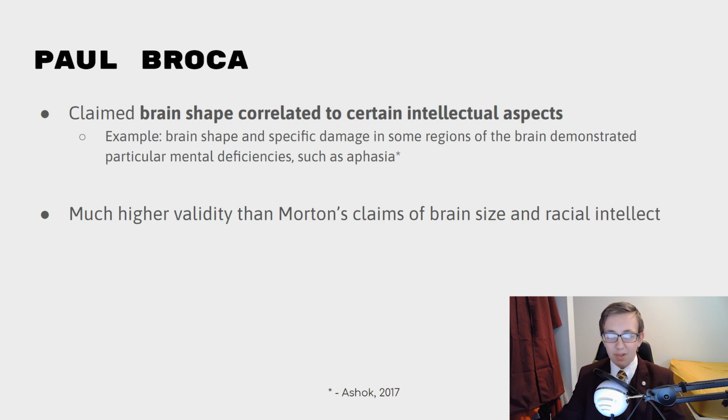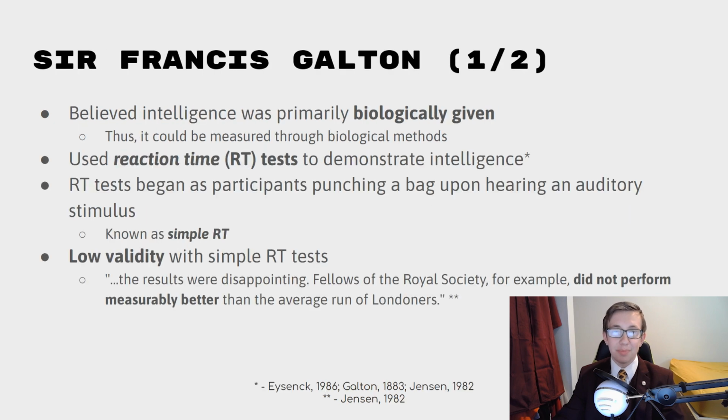Now, the next theorist, and arguably the most important on my list, is Sir Francis Galton. He was the cousin of Charles Darwin, and he believed also, as the theorists of the time did, that intelligence was primarily biologically given, so it could be measured through biological methods. So what he came up with was something called a reaction time, or an RT test, to demonstrate intelligence. And it started simply with people just punching a bag after hearing an auditory stimulus. This is simple RT, and his results had very low validity.